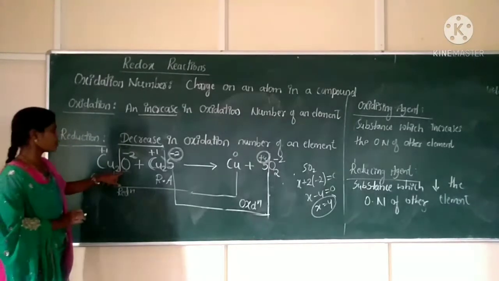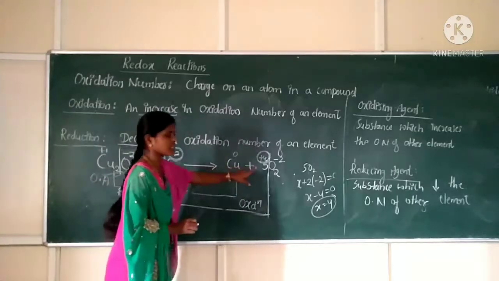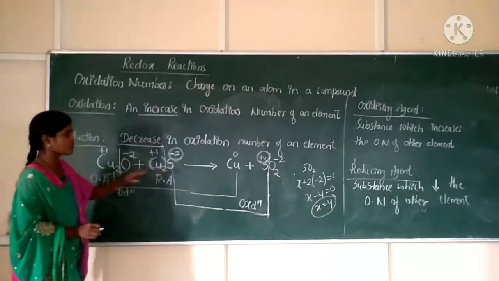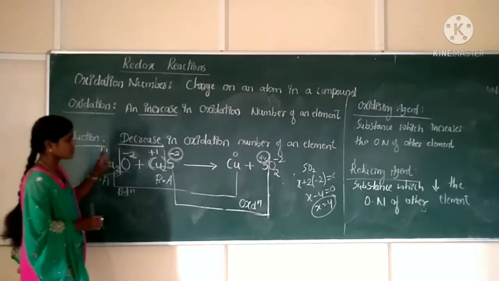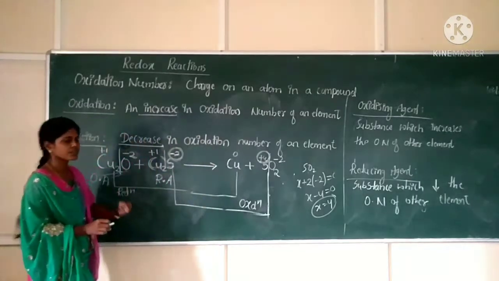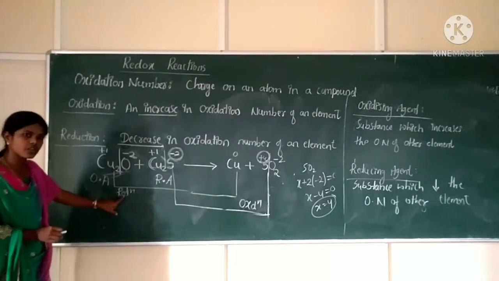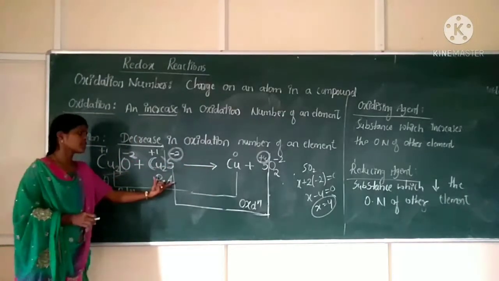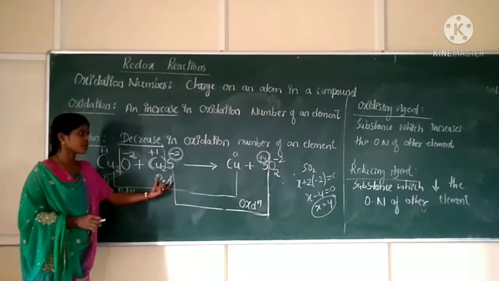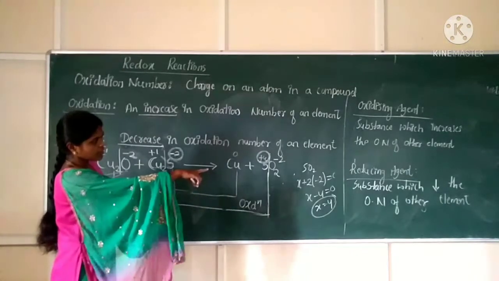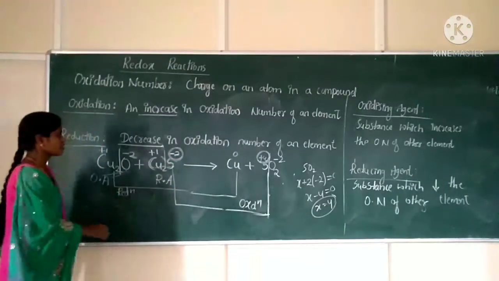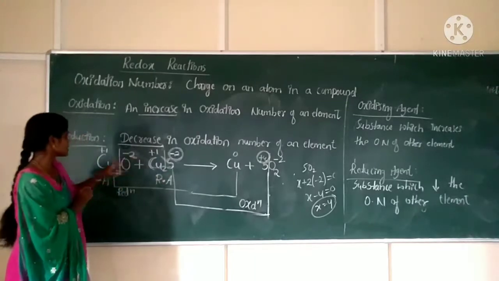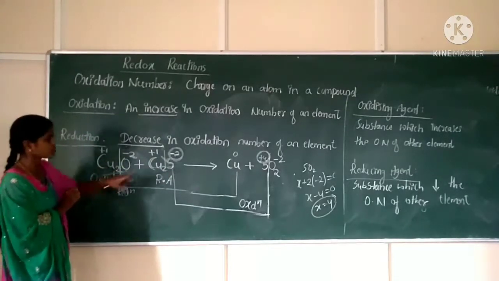Clear? Cu2O plus Cu2S react to form Cu plus SO2. Now Cu, copper, which is present along with oxygen and sulfur, changes its oxidation state from +1 to 0. It means a decrease in oxidation number. A decrease in oxidation number is nothing but reduction. For the reduction of +1 to 0, which substance is helping here? Cu2S is helping. So it can be called a reducing agent. That is what I have written: a substance which decreases the oxidation number of an element. Here Cu2S is decreasing the oxidation number of copper from +1 to 0.